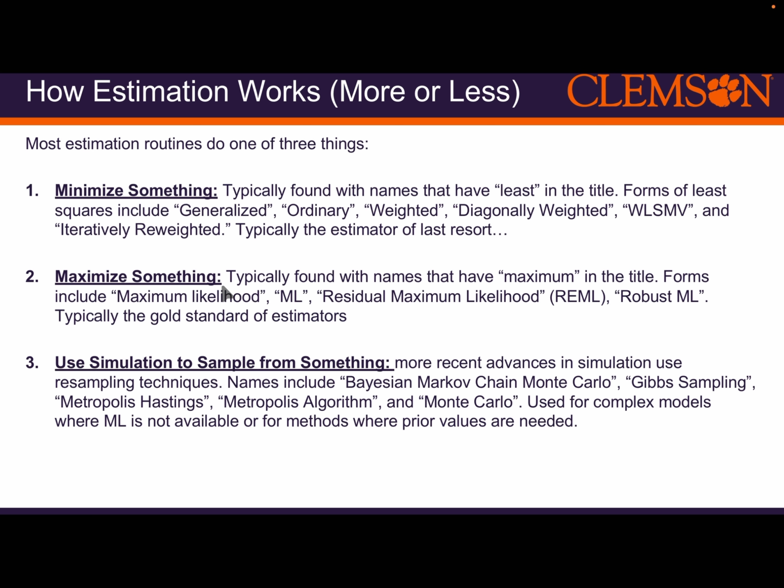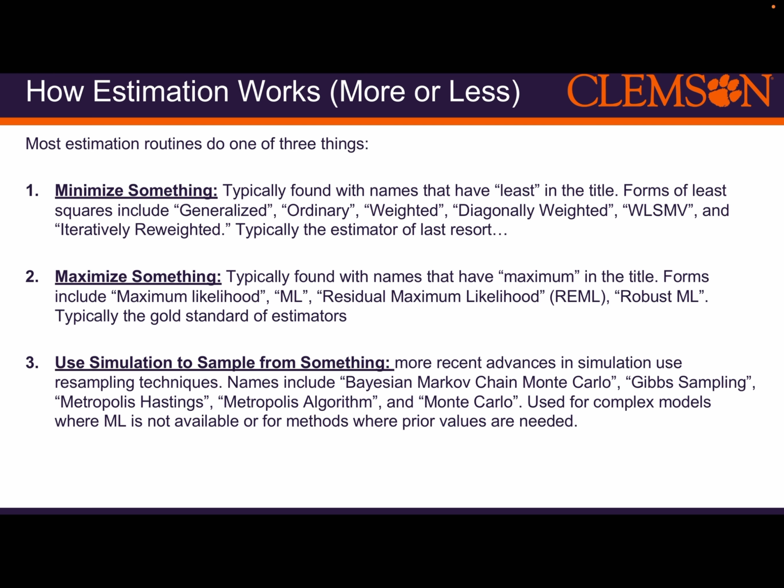Typically, this is found with names that have maximum in the title, and forms may include maximum likelihood, sometimes shortened to ML. You may see residual maximum likelihood or restricted maximum likelihood. That would show up in a mixed model. You may see robust maximum likelihood. That shows up in path analysis and structural equation modeling. And typically, because of the properties of maximum likelihood estimators, these are the gold standard of estimators. These are what people like to use the most.